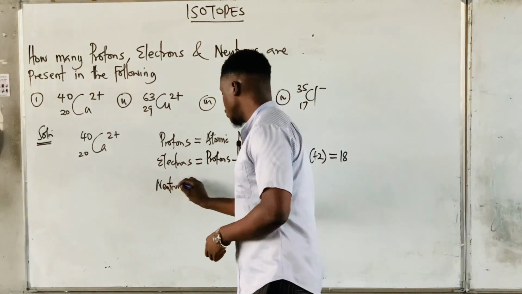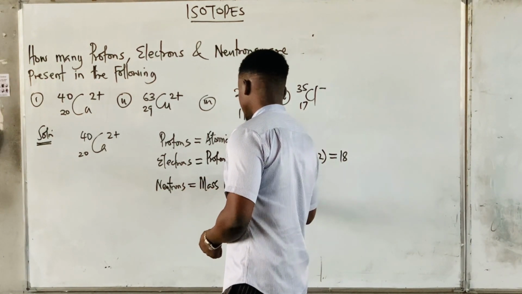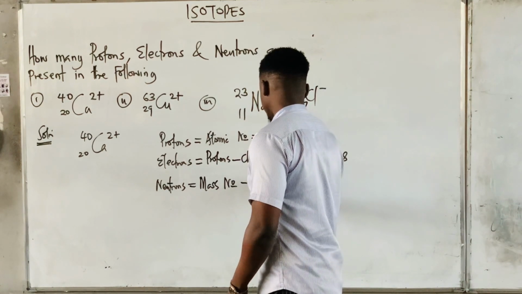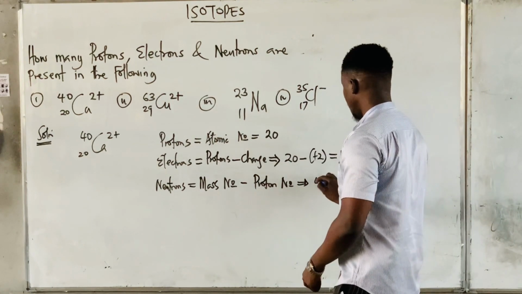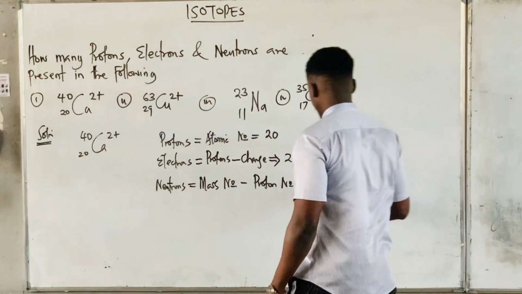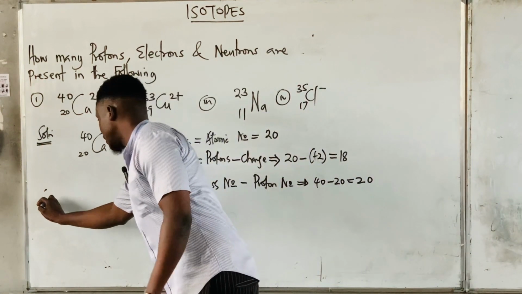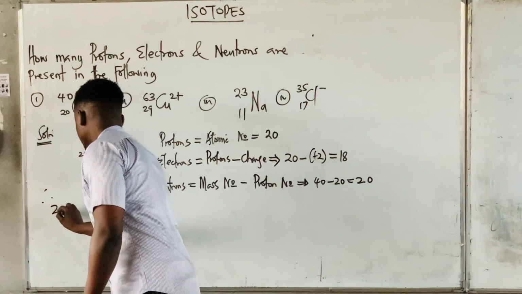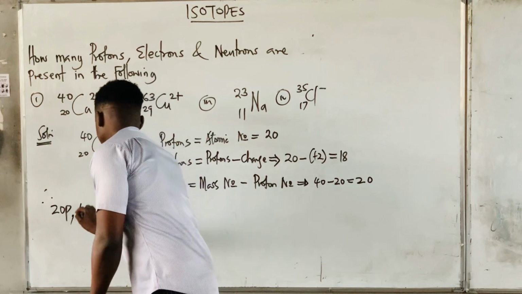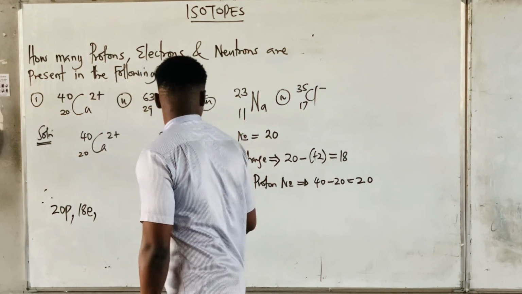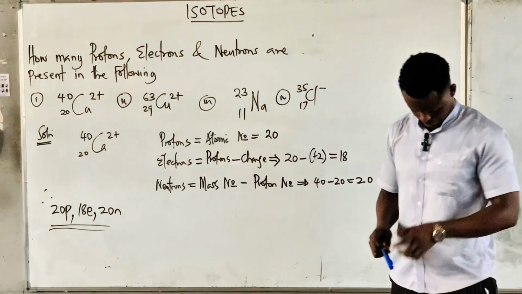Now for the neutrons, neutrons is same thing as neutron number, which I told us is mass number minus proton number. Mass number of this particular guy is 40. This guy minus proton number is 20. So this becomes 20. So therefore, this compound here has 20 protons. This is how they represent it, 20p most times, 18 electrons and 20 neutrons. So that is the answer for that particular guy.